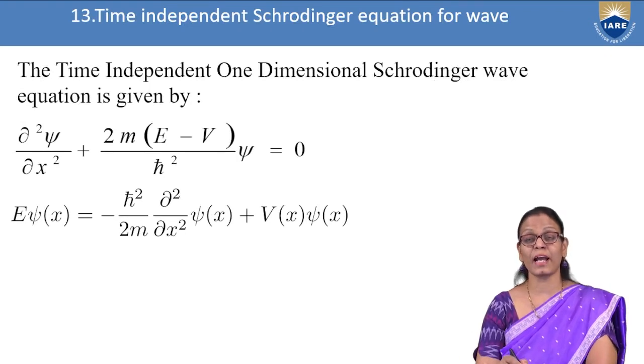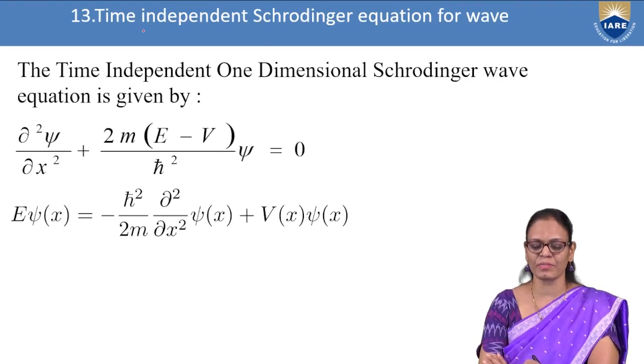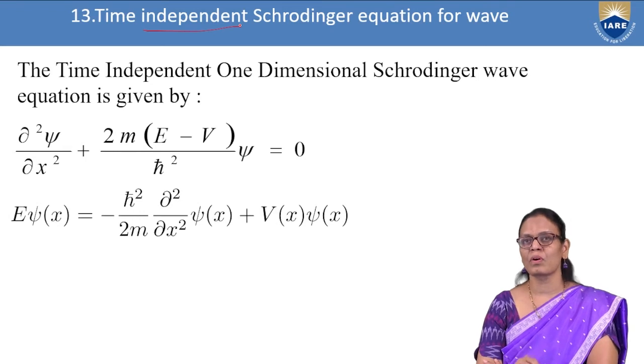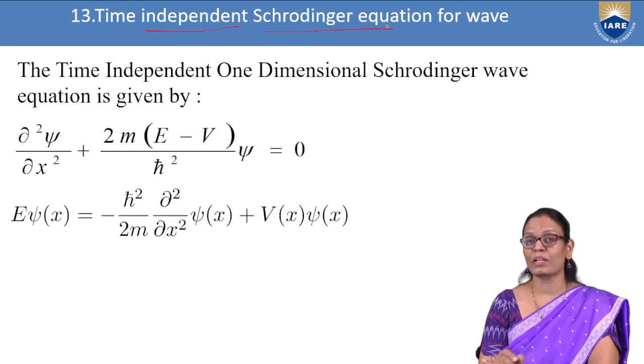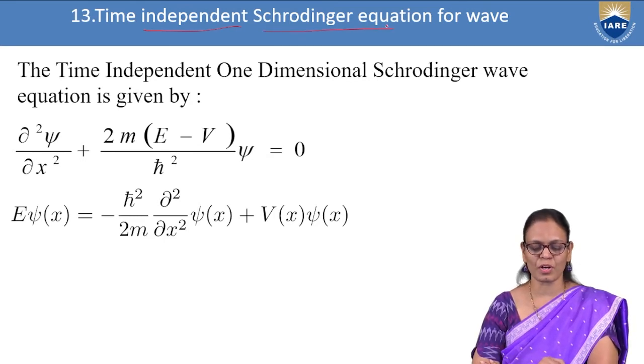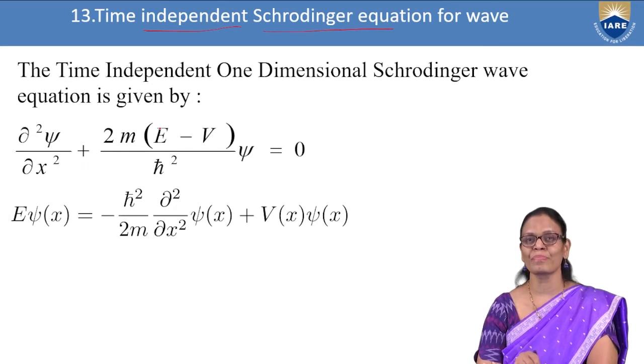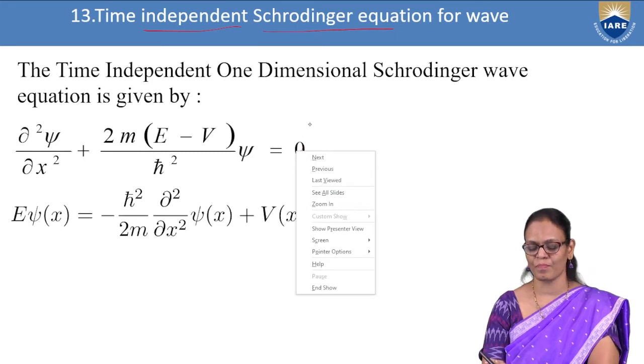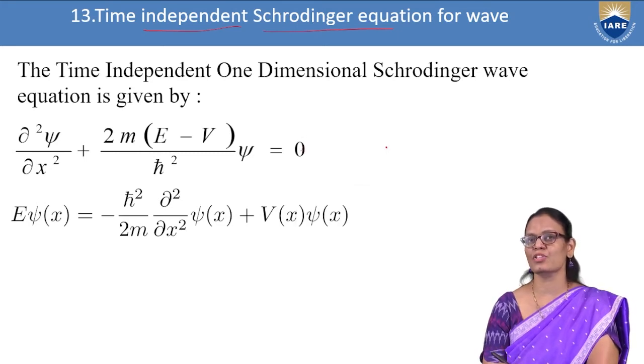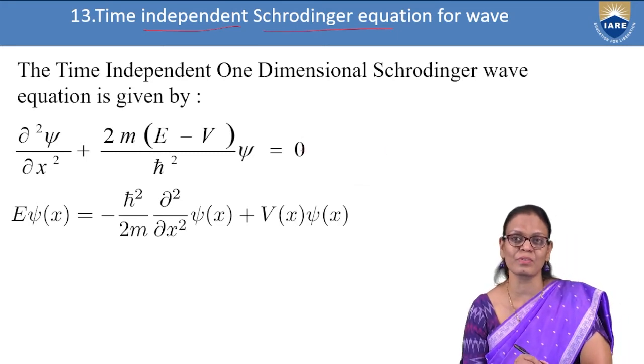Next is the time independent Schrodinger wave equation. Whenever we have to express the wave function, we use the Schrodinger wave equation. So what is the Schrodinger wave equation? ∂²ψ/∂x² + (2m/ħ²)(E − V)ψ = 0. Here we are discussing the short answer question, so they will not ask you to derive.